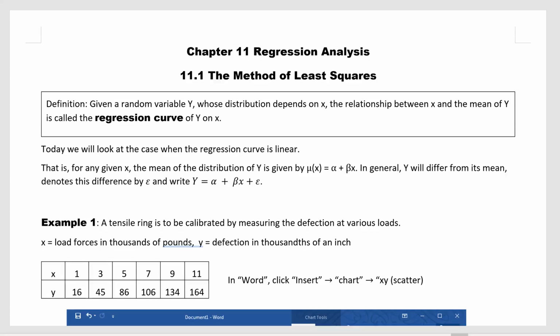Hi everyone, today let's talk about chapter 11, Regression Analysis. In this chapter, we only talk about one section, that is 11.1, the method of least squares.